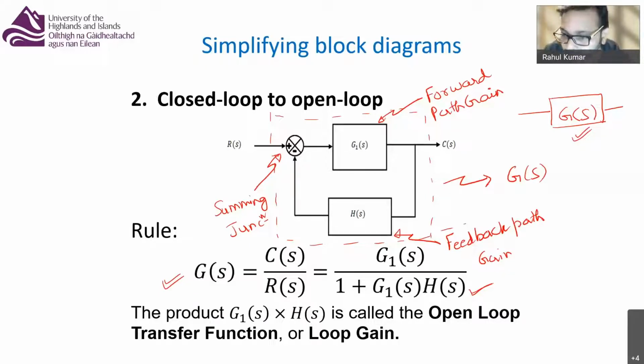Now this portion, that is G1 multiplied by H, right? That is your forward path gain multiplied by feedback gain. It is called your open loop transfer function or open loop gain. Okay.